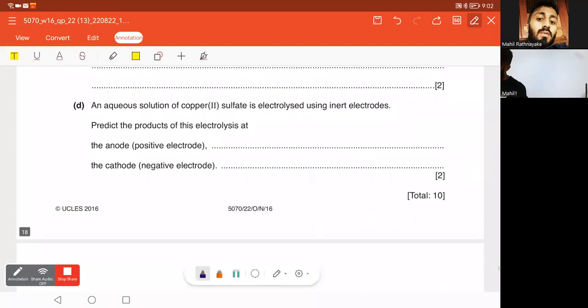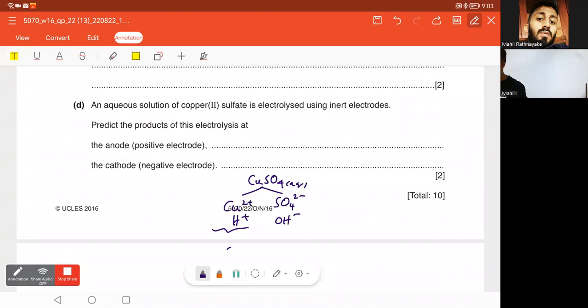And aqueous copper(II) sulfate electrolysis. Tell me what ions are present: Cu2+, SO4 2-, H+ and OH-. This is attracted to the cathode, this is attracted to the anode. At the cathode, which ion discharges? Why? It's below in the electrochemical series. Copper 2+ discharges as copper, a pink solid deposited.